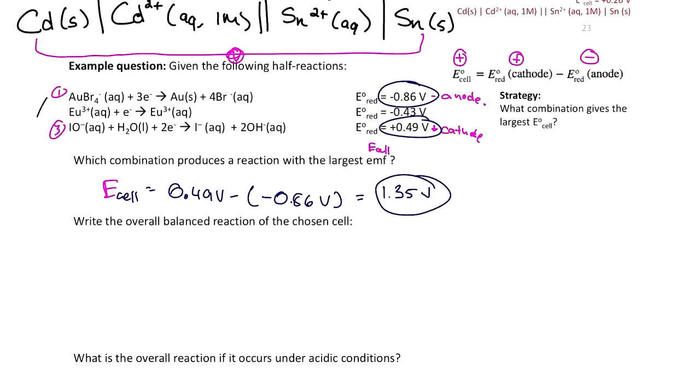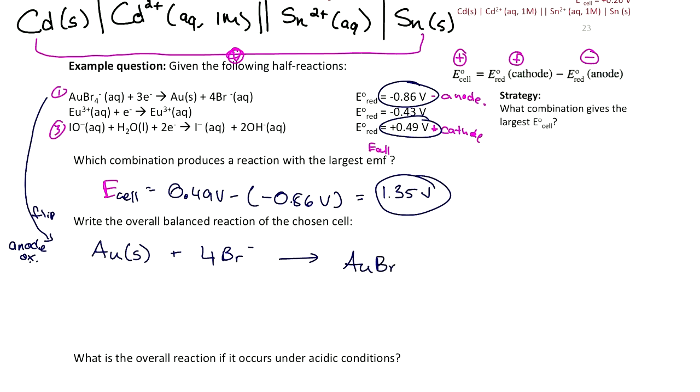So you want to take that anode reaction and recognize, oh, this is my oxidation reaction. So that reaction as written isn't what's happening. These are in the reduction form. So in order to make an oxidation reaction, I have to flip it. So really what's happening is silver solid is combining with 4 bromides to give silver bromide and 3 electrons. That's my oxidation reaction.